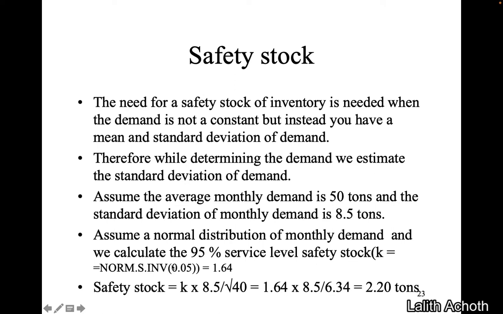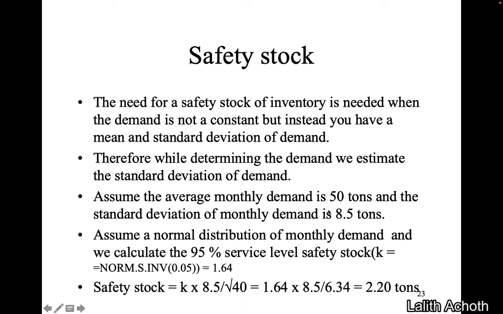NORM.S.INV is in Excel, and you say for 5%. 95% confidence is 5% significance. So you'll get a value like 1.64. Right? 1.64. So now safety stock will become K into 1.64 into 8.5, which is the monthly demand.